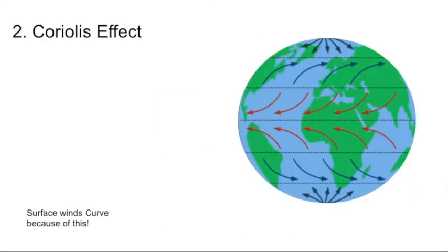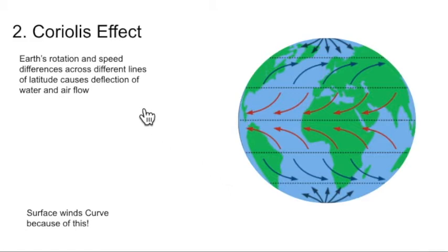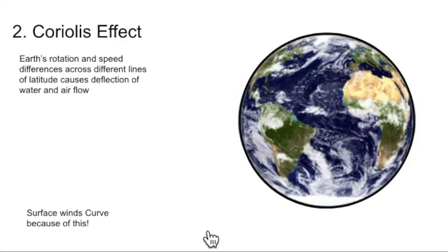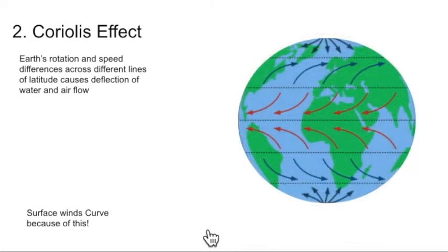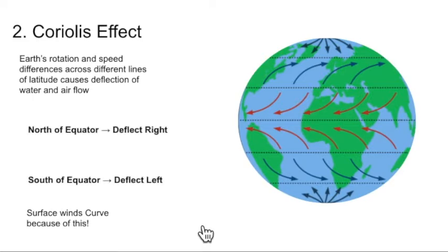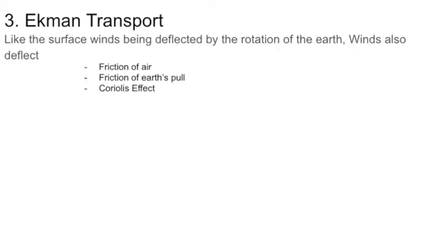So we have these surface winds, but what you'll notice on this diagram is that these winds actually end up curving. This is because of something called the Coriolis effect. The Coriolis effect is when Earth's rotation and speed differences across different lines of latitude, across the curvature of the Earth, causes a deflection in water and airflow. And what you'll notice, because of the Coriolis effect, is that north of the equator, the air deflects right of its intended path, and south of the equator, it deflects left. And that is the reason for this curvature.